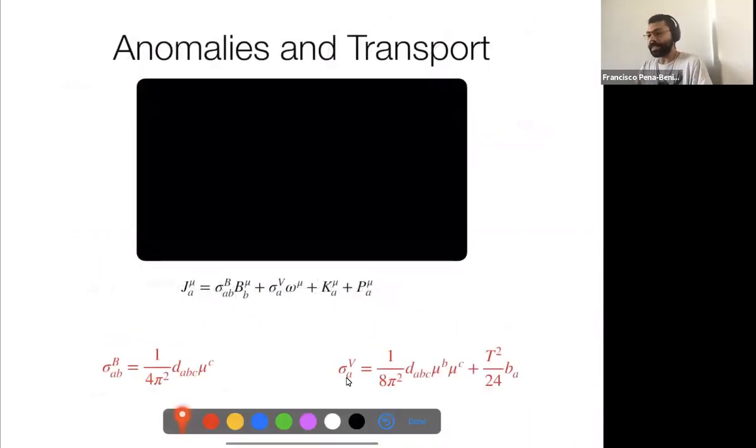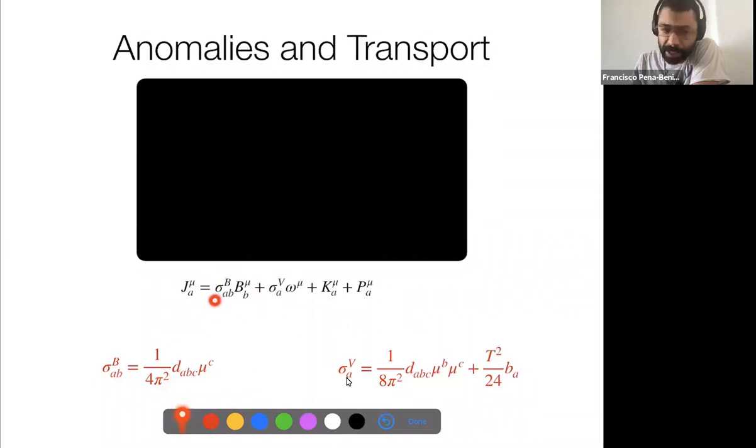Then the point is that one of the magical features, let's say magical, or an astonishing feature, of the business of quantum anomalies is that even though they are a microscopic property of the system, they leave an imprint in the transport properties, in macroscopic properties of the system. It's sort of an analogy with superconductivity, in the sense that it's a purely quantum effect, but it appears at the macroscopic level. So the most important transport coefficients that we have when we have axial anomalies are the so-called chiral magnetic and chiral vortical effects, which I'm describing here.